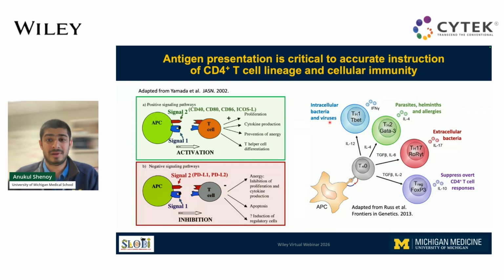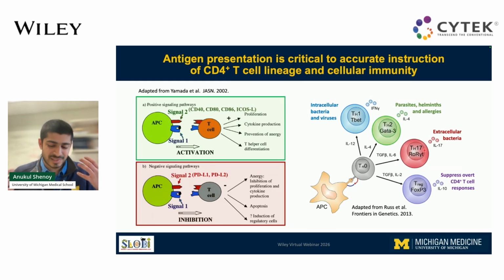So for example, in our model, I mentioned that our bacteria is an extracellular pathogen and requires IL-17 for protection. So the antigen presenting cell has to tell the T cell via these cytokines to express ROR gamma T and become a T helper 17 cell.